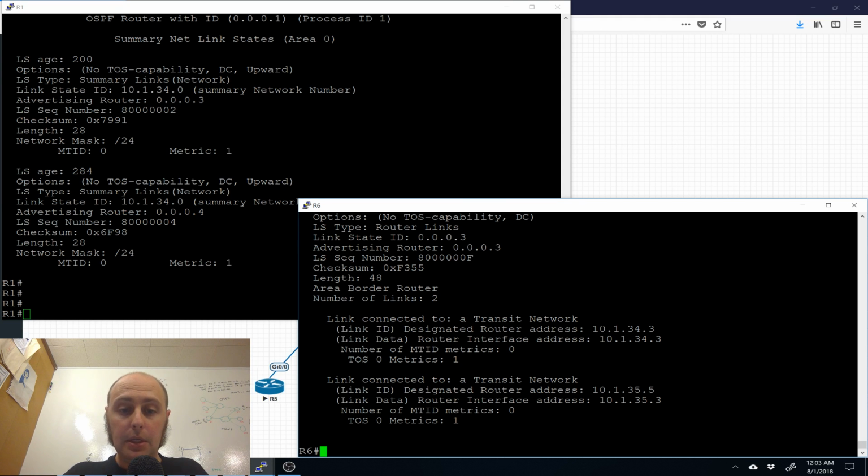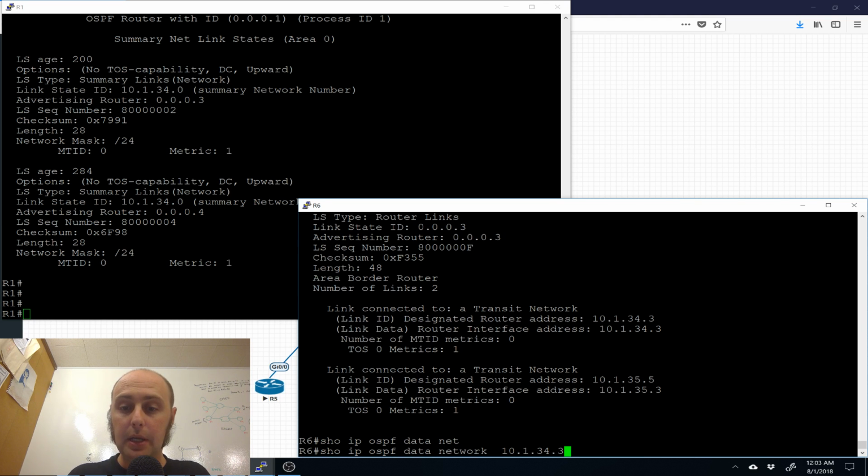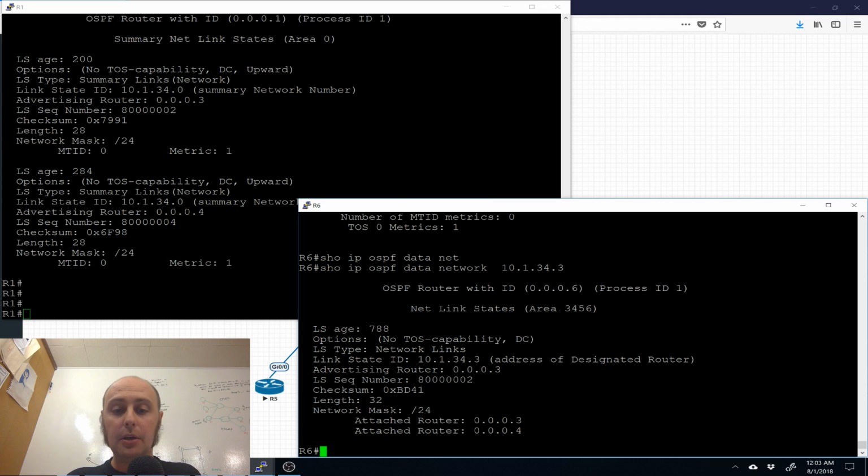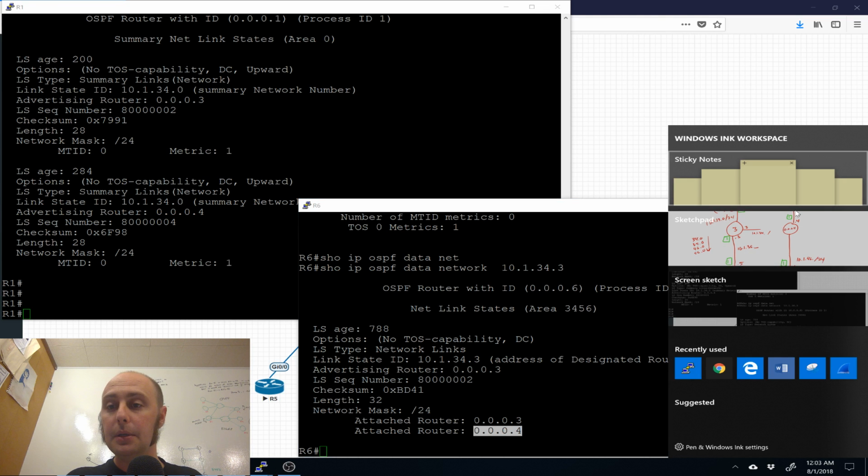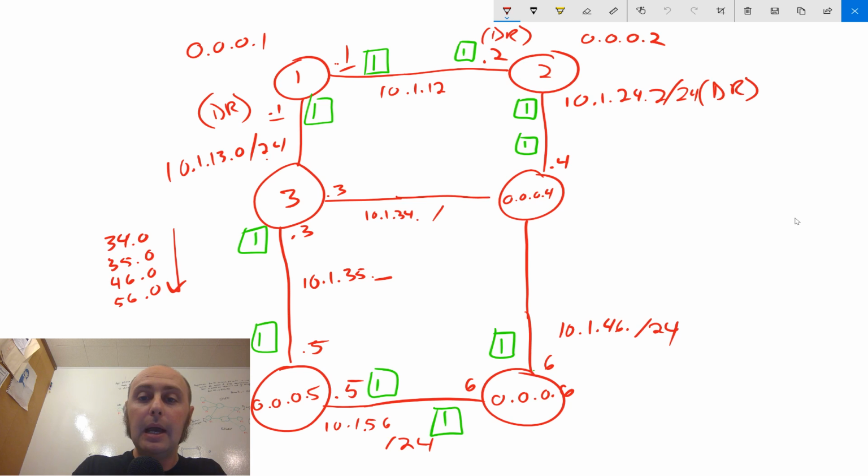So we need to ask the DR, show IP OSPF database network. We ask the DR, and the DR says you've got a 24-bit mask on the segment, and there are 2 OSPF speakers, router 4 and router 3. Perfect. Let's grab this. We'll put it in our clipboard. We'll pencil this in. We know that router 3 now connects to router 4, and that this is a /24. And I forgot to indicate that router 3 is the DR for that segment.